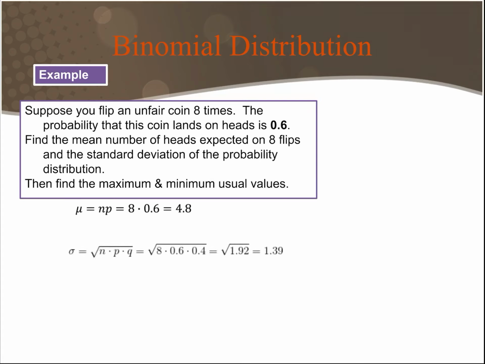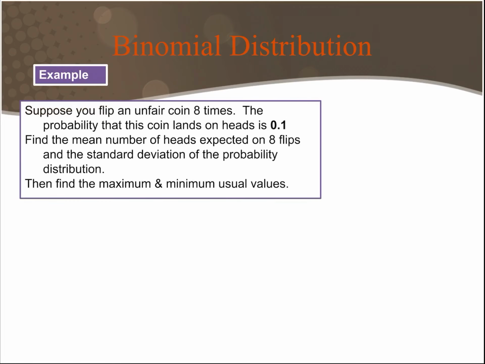The standard deviation is the square root of n times p times q. So n is 8, p is 0.6, q is the probability of a failure, 1 minus 0.6, so 0.4. And when we do that arithmetic, we get 1.39. Okay, maximum usual value. We'll start at the mean and go up 2 standard deviations. So 4.8 plus 2 times 1.39, or 7.58. And the minimum usual value is left for you.